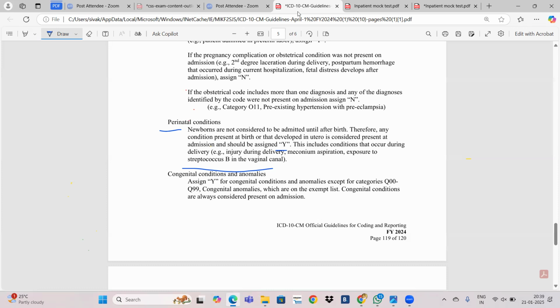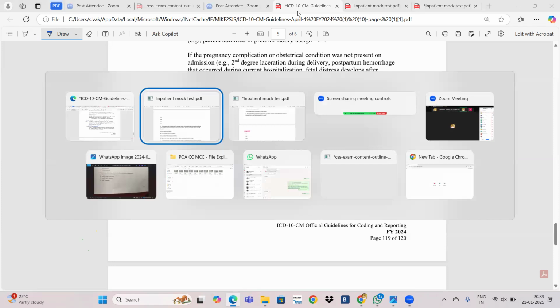Clear? These are the POA guidelines. Here you will get 3 multiple choice questions. Any difficulty to assign the POA? During birth, we can assign N, no sir? Why no?